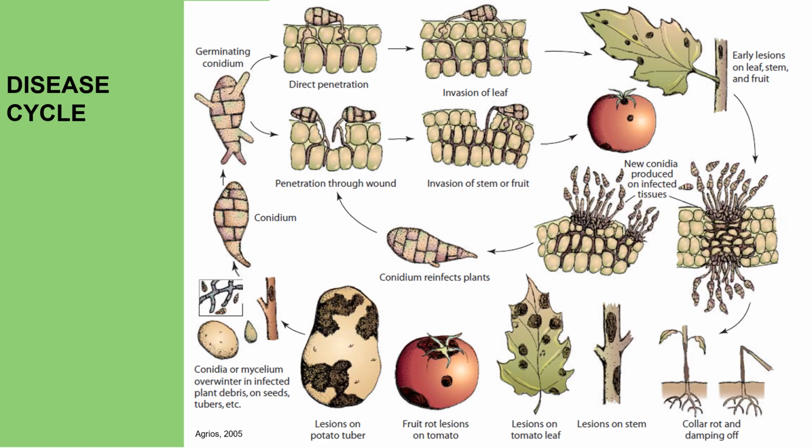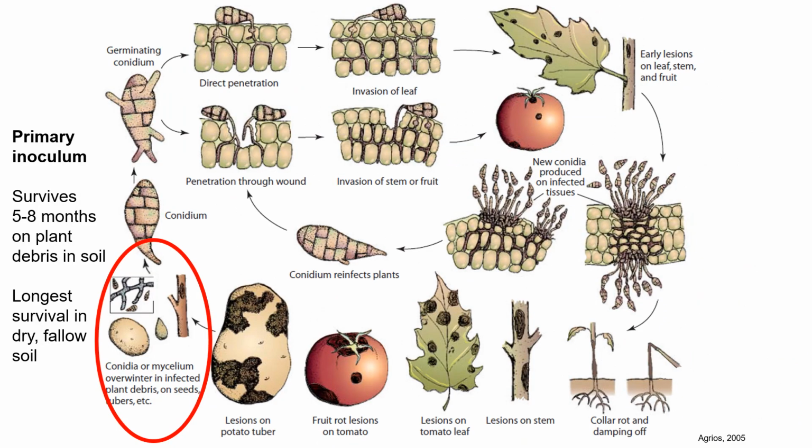Let's move on to the disease cycle. If we have a look at the disease cycle, I always like to start with the initial inoculum. Where does the inoculum come from? Primary inoculum is in the form of conidia or mycelium, so spores or mycelium, and these overwinter in infected plant debris, on seeds, tubers, in the soil, and can also be airborne. The primary inoculum can survive about 5 to 8 months on plant debris in the soil, because remember, they are necrotrophs, so if there's dead plant material, they will live and survive on this dead plant material. So it's quite easy for them to overwinter.